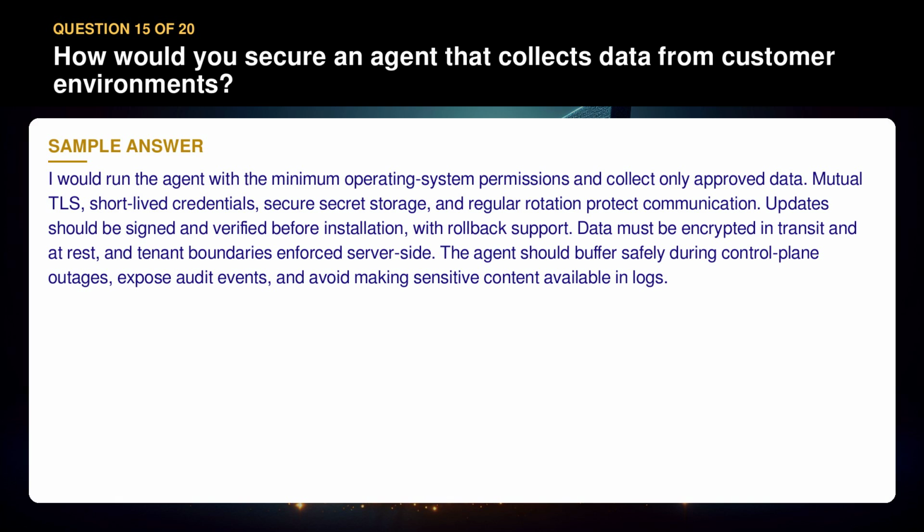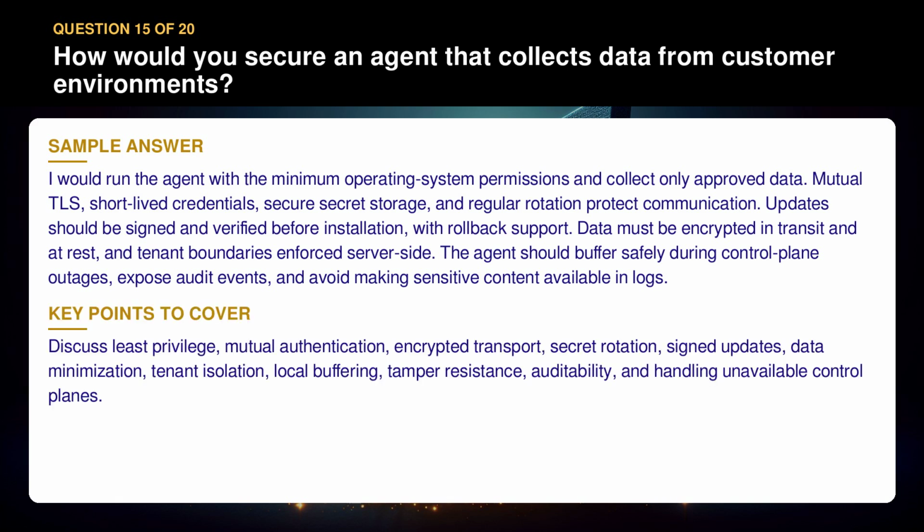Data must be encrypted in transit and at rest, and tenant boundaries enforced server-side. The agent should buffer safely during control plane outages, expose audit events, and avoid making sensitive content available in logs. Discuss least privilege, mutual authentication, encrypted transport, secret rotation, signed updates, data minimization, tenant isolation, local buffering, tamper resistance, auditability, and handling unavailable control planes.